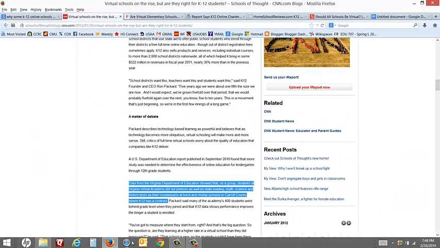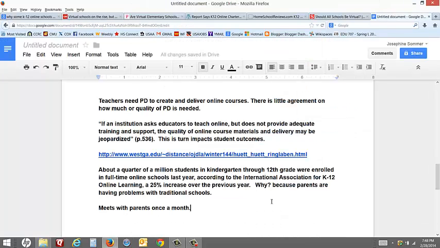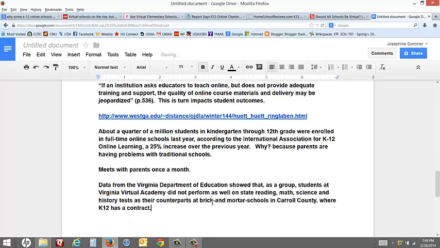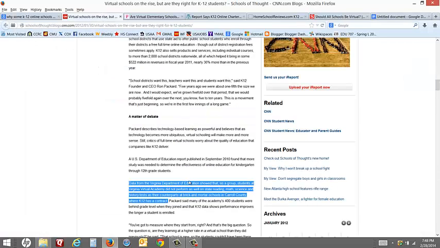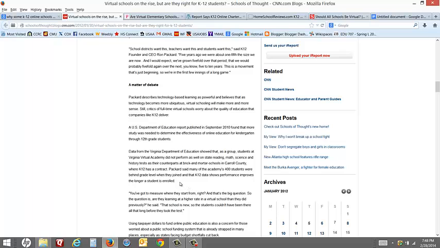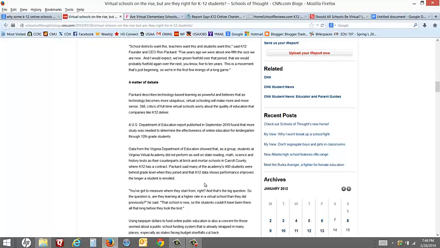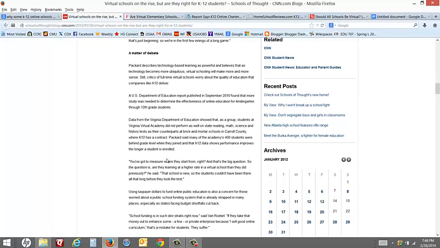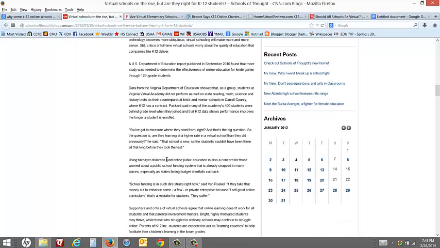Okay, so this is another negative, that students do not perform as well as the traditional schools. Okay, learners are being graded at the grade level they join, and performance improves the longer the student is enrolled.